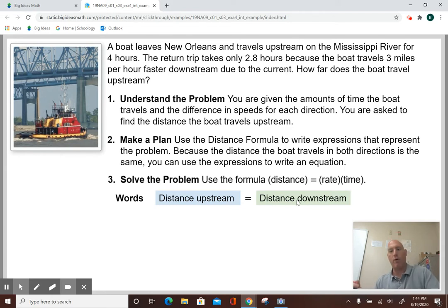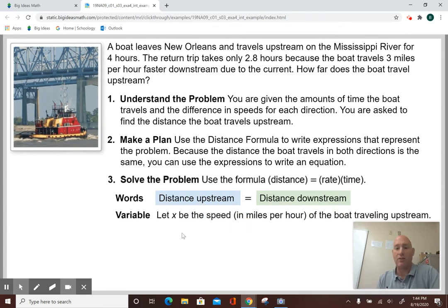You can't see my board right now, but I'll show it to you in a second. This is if you can do everything algebraically. Let x be the speed in miles per hour of the boat traveling upstream. So we see how we have the speed upstream times the number of hours we've been traveling equals the distance downstream.